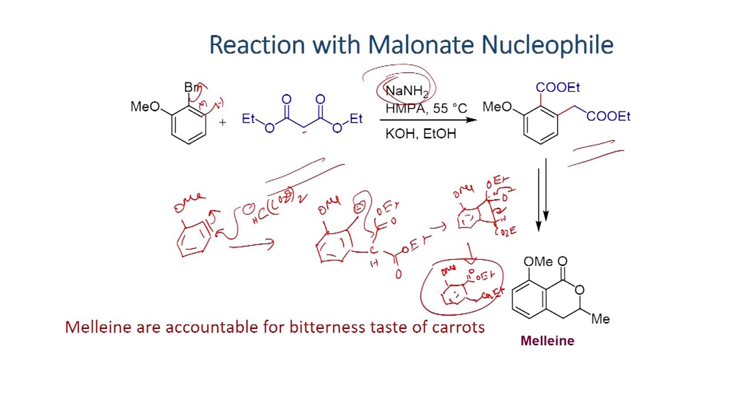So, you get this as the product. Once you form this one, it has been converted into this bicyclic lactone, which is known as melin, which is responsible for the bitter taste of carrots.